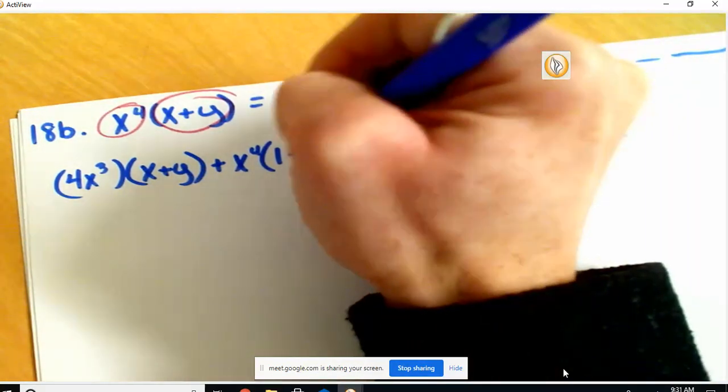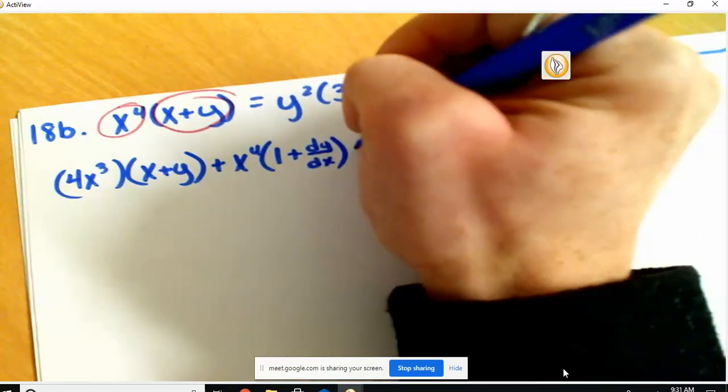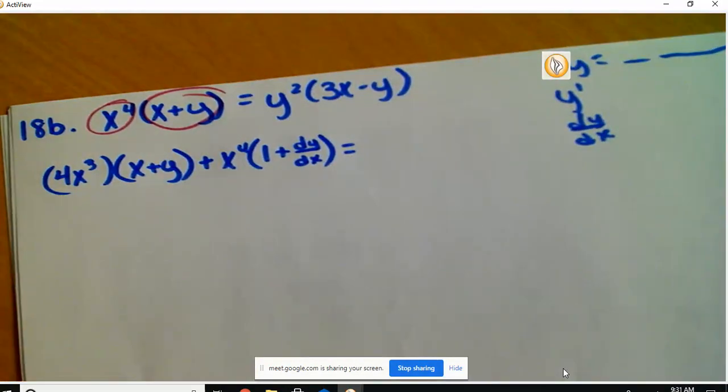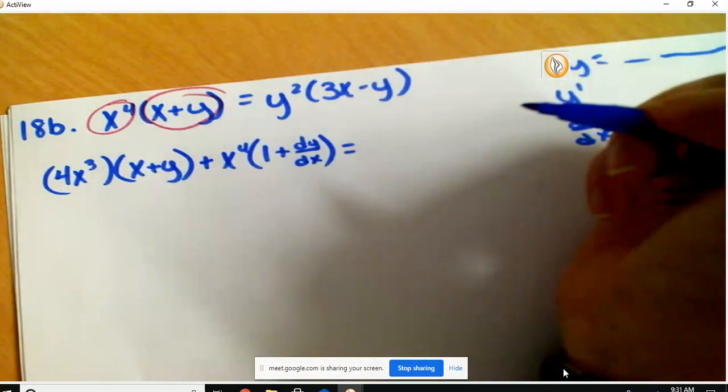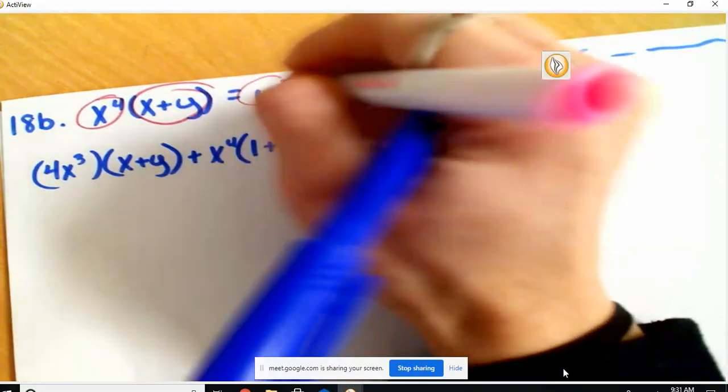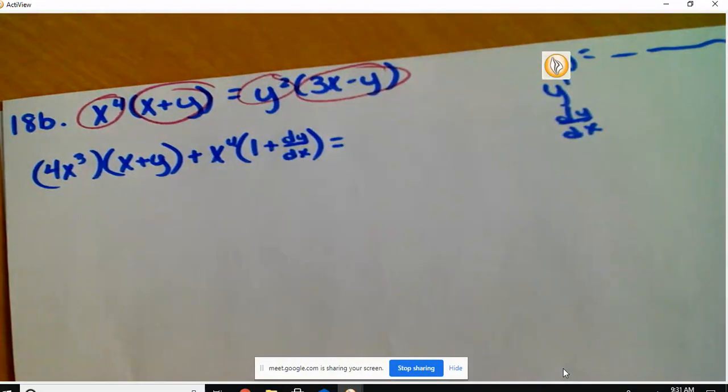dy/dx. You could call it y prime. I just usually don't because I find that prime marks are easily lost in your equations. So I like the dy/dx. Over here, product rule again.